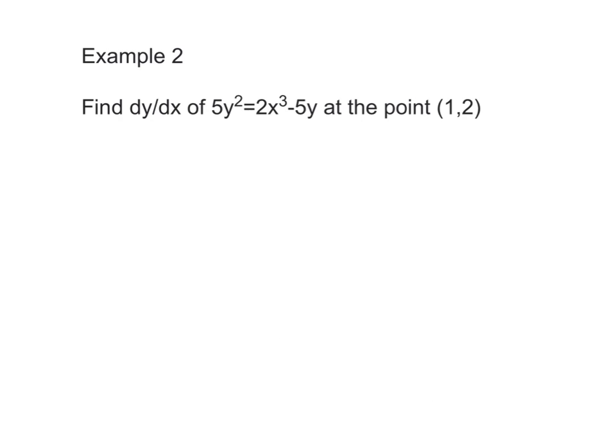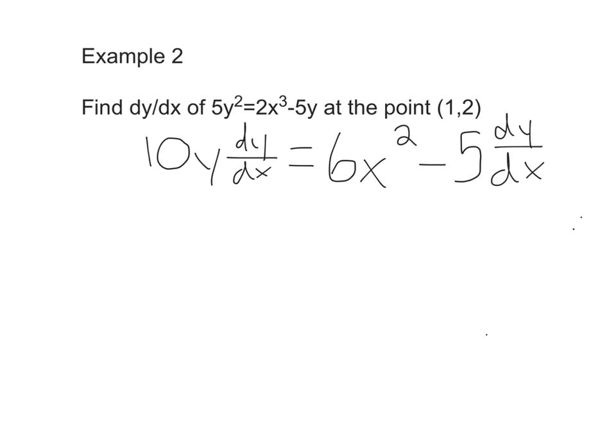In this problem, we have to find dy dx at a specific point, however. Of course, first we'll take the derivative of the entire function. And here we have 10y dy over dx equals 6x squared minus 5 dy dx. Now at this point comes a decision. You can either solve for dy dx first and then plug in, or you can plug in from the get-go. It's very subjective. It all depends on what you want to do. In this problem, we'll plug in right now.